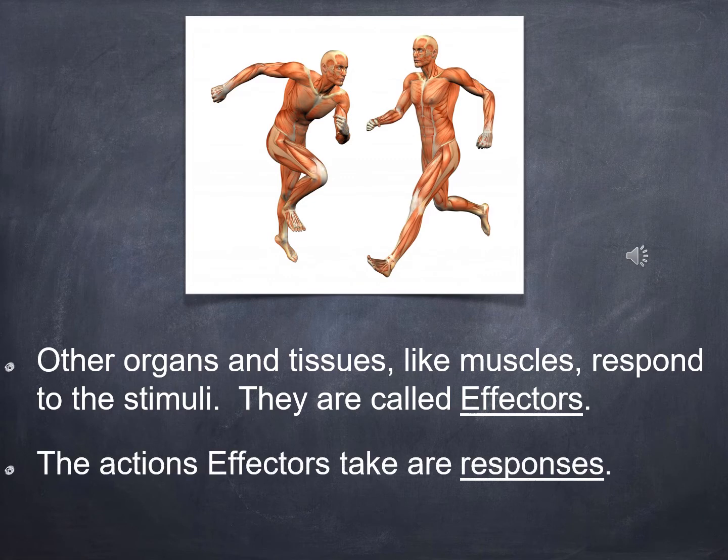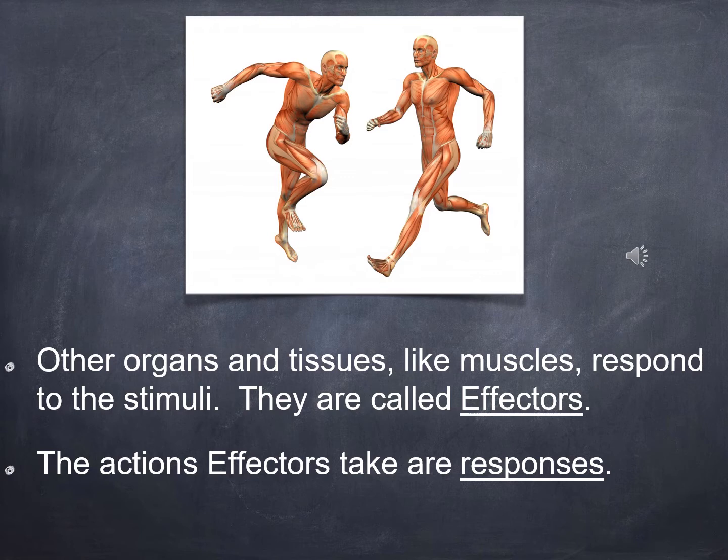On the flip side, we have organs and tissues like muscles and glands that allow us to respond to stimuli. Okay, rather than being receptors, these things are called effectors because they affect the world around us. The actions that they take are called responses.